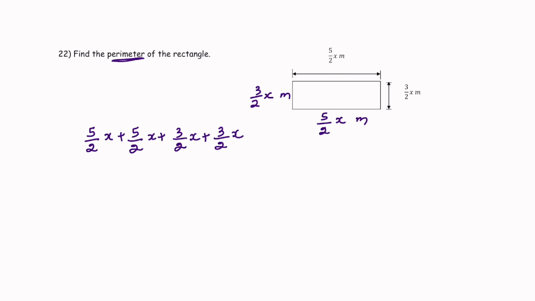I've taken all the sides. Now denominators are same, so we simply have to add the numerators. So 5 and 5, 10, 10 plus 3 is 13, 13 plus 3 is 16. So that's 16 over 2x, which is equal to 8x, because 16 divided by 2 is 8, and that's again meters, the units over there, and it's done.